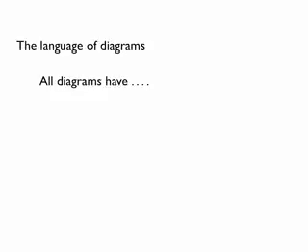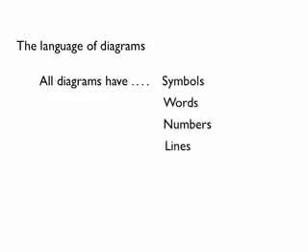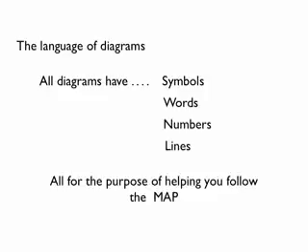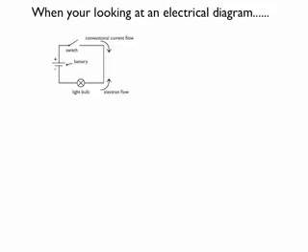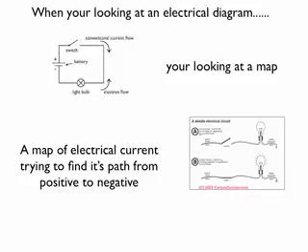The language of diagrams always includes symbols, words, numbers, lines. All of this stuff is on there. And it's all for the purpose of helping us follow the map. Now, we're going to talk more about symbols as we go along in each one of these sessions. But when you're looking at an electrical diagram, remember, you're looking at a map. Not a street map, but a map of electrical current trying to find its path from positive to negative.